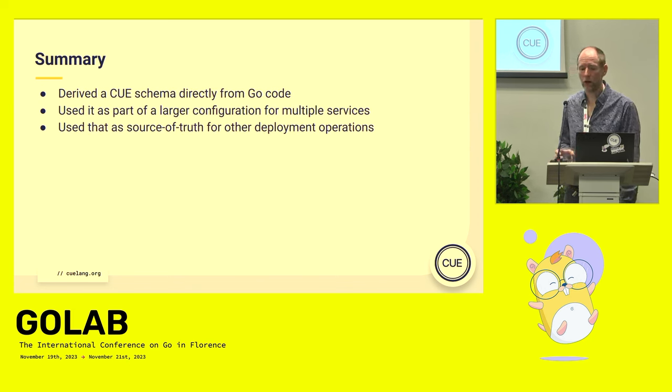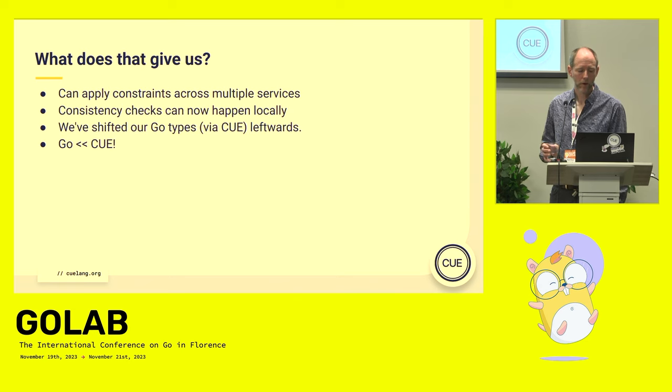To summarize the example I've shown you, we've used the Q tool to derive a Q schema directly from Go code. We've incorporated that into a larger configuration suitable for multiple services. We've used that configuration as a source for other deployment operations too. So what do we get from all that?